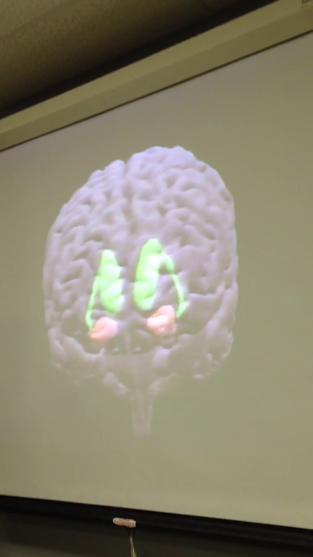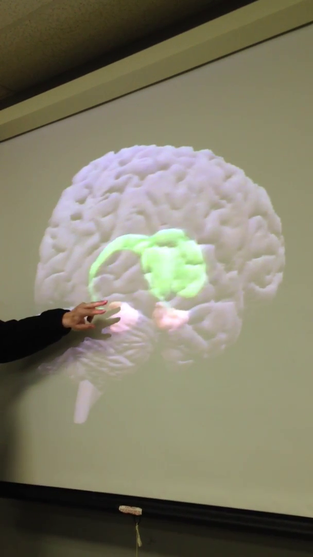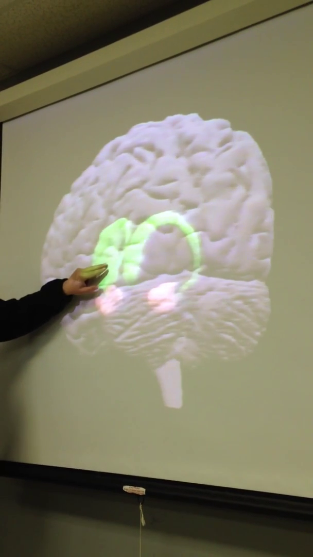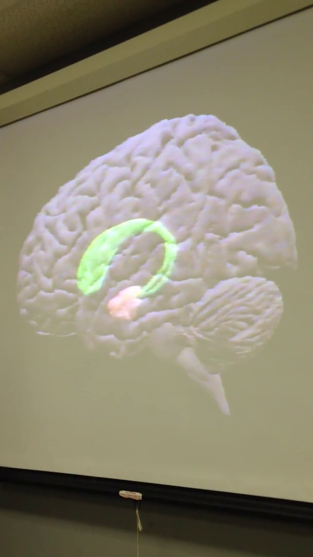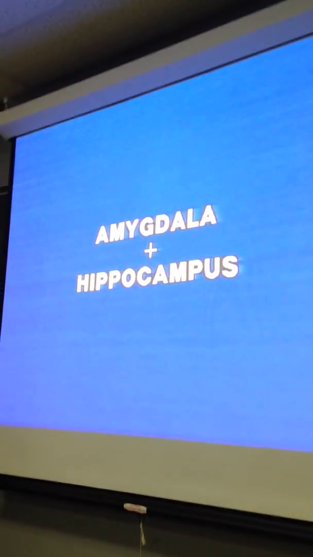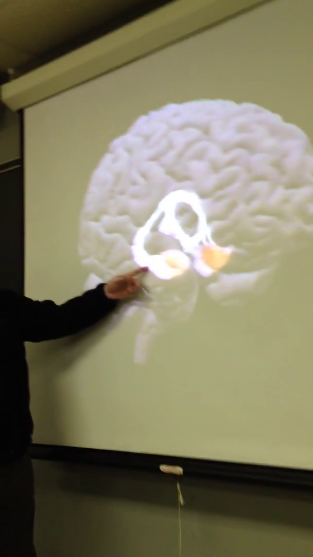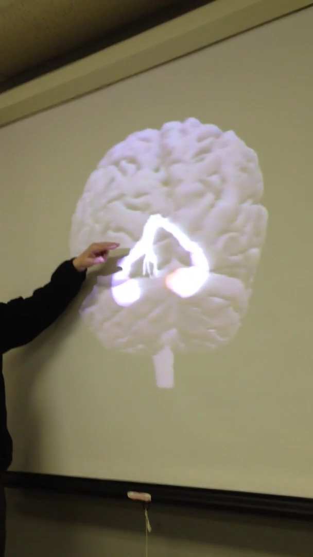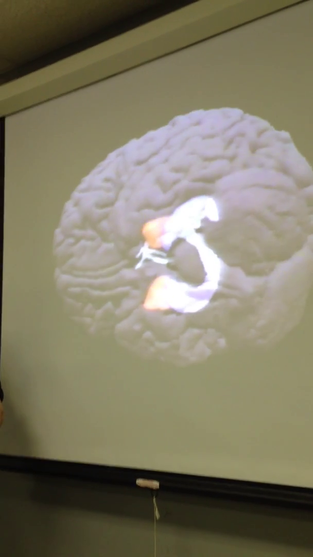Okay, now this is a different view where you see the translucent cortex covering it. This is the caudate and the amygdala. Now we can see the amygdala, the hippocampus, and the fornix. So the thicker end of the hippocampus is next to the amygdala.